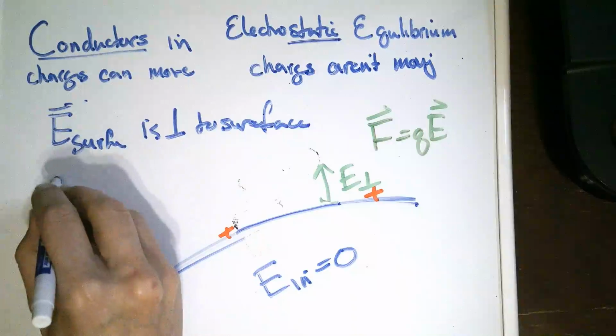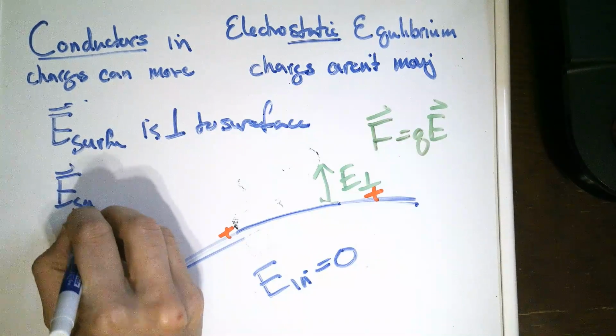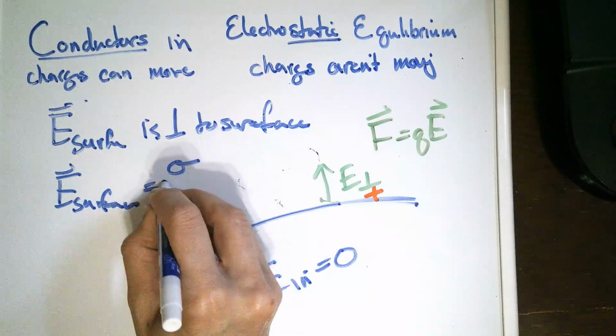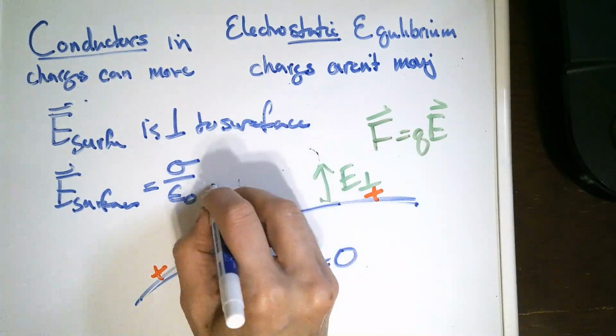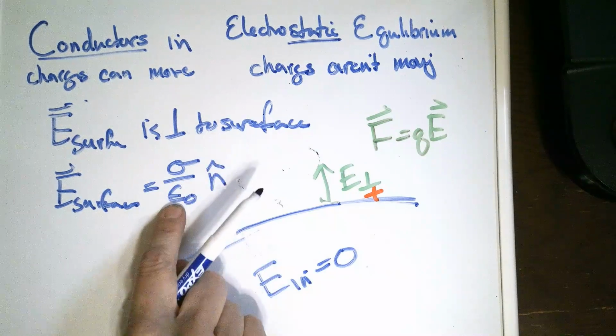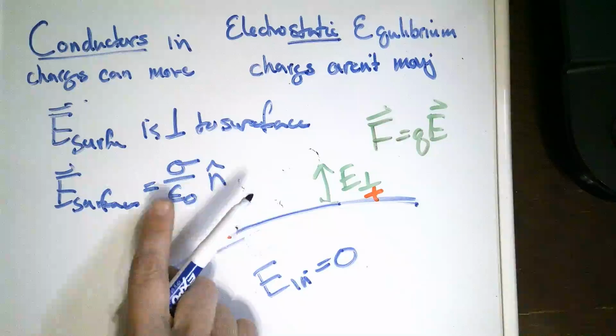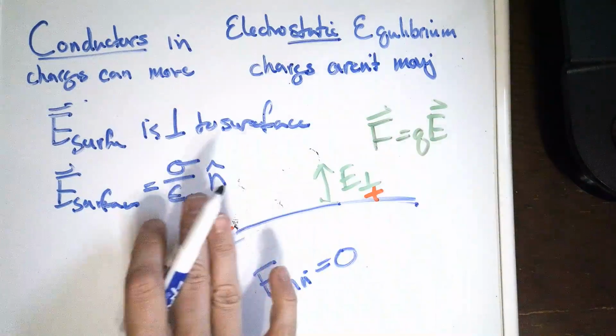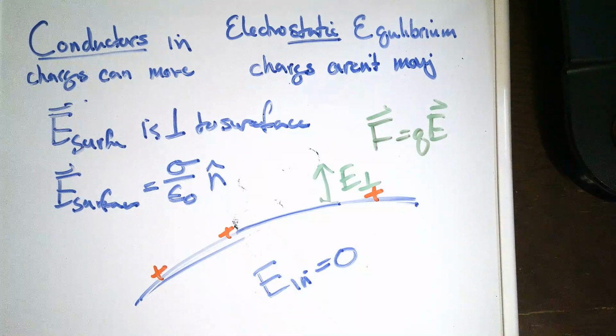Now, for why the magnitude of the electric field on the surface is equal to the surface charge density divided by epsilon naught, and it's in the normal or perpendicular direction, this we'll do in a later video. But it's really cool. It uses Gauss's law to show that. All right, so that is what you need to know about conductors and electrostatic equilibrium.